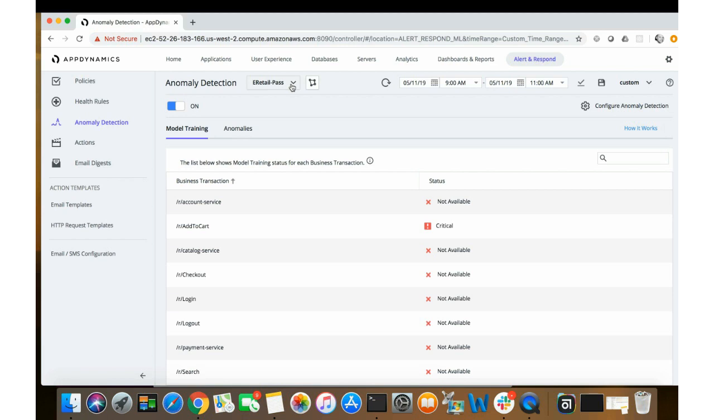And as I've shown you, the anomaly events are very similar to health rule violations, so you'll see them appear in the event tabs. You can associate them with policies and have actioning, such as we saw with the integration into Slack. Great, well that's all I have for today on anomaly detection and root cause analysis. I look forward to answering questions. Thank you.